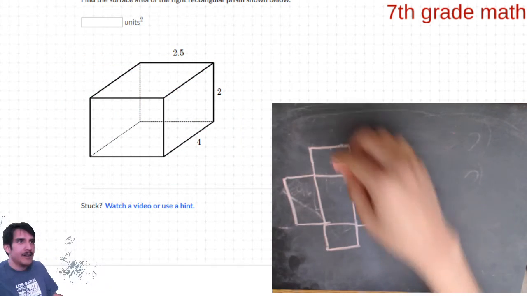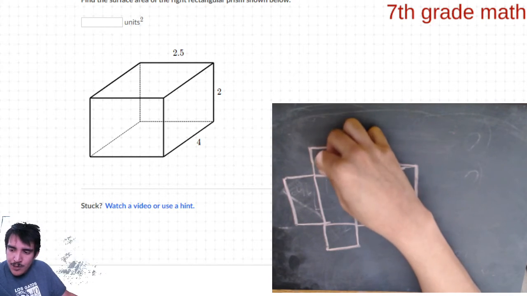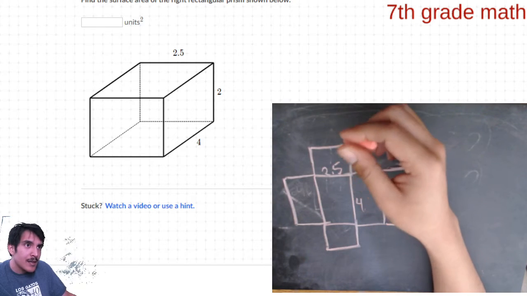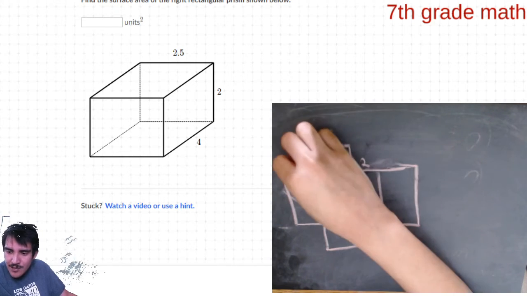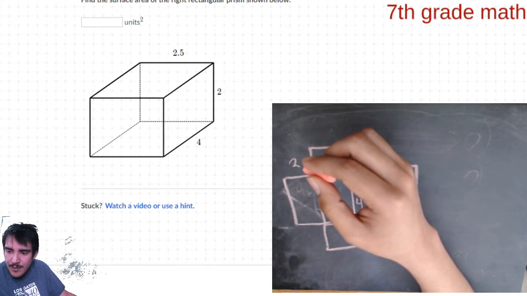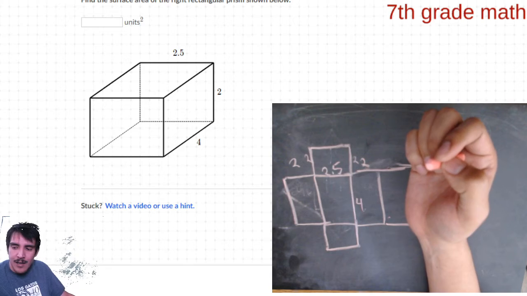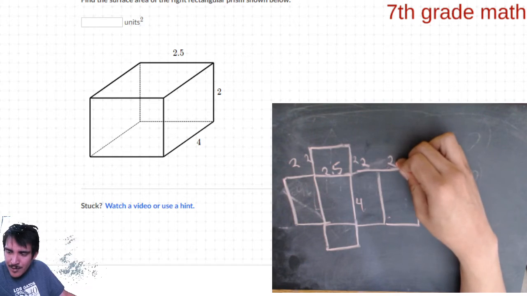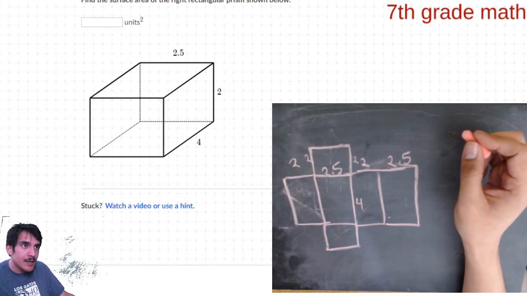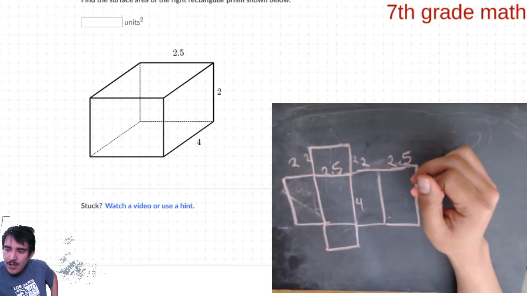So check out this net here. Let's label it first of all. So we got a length of 4, a width of 2.5, and then a height of 2. So that's 2, that's 2. This is also 2. This is also 2. Do we have enough to do everything now? Let's see, this is 2.5. Yeah, I think this should be fine. And then this is 4.